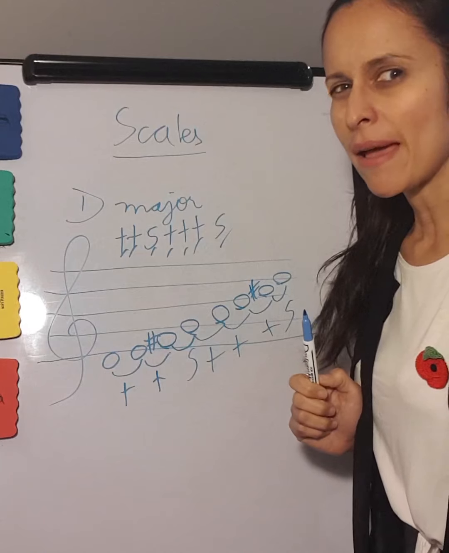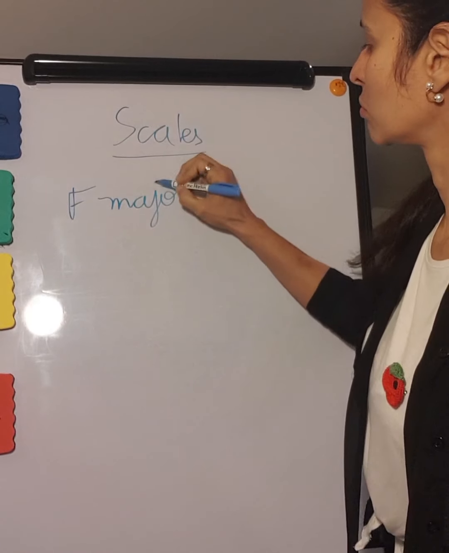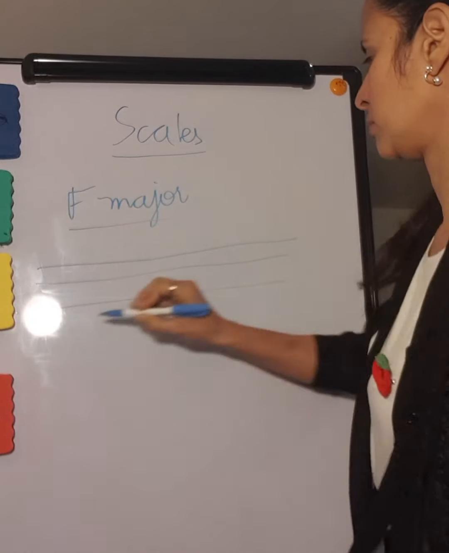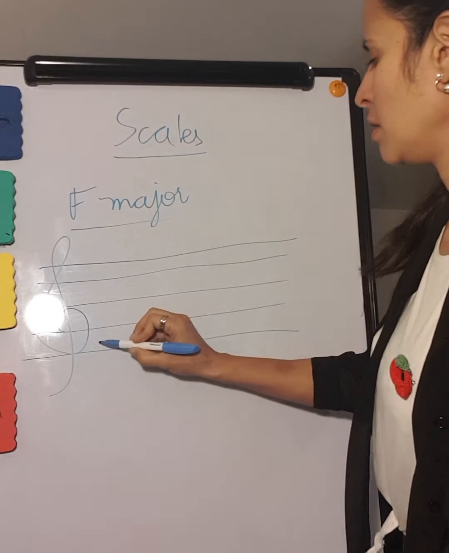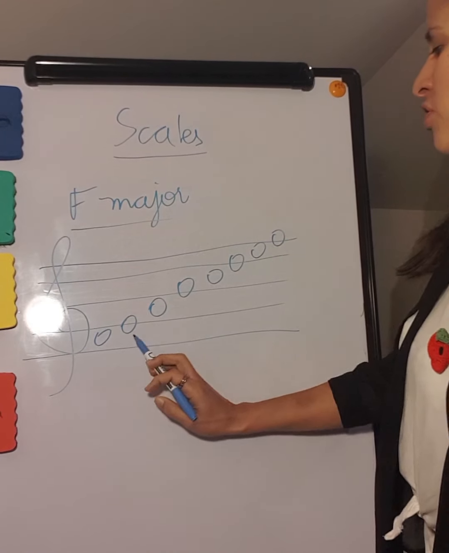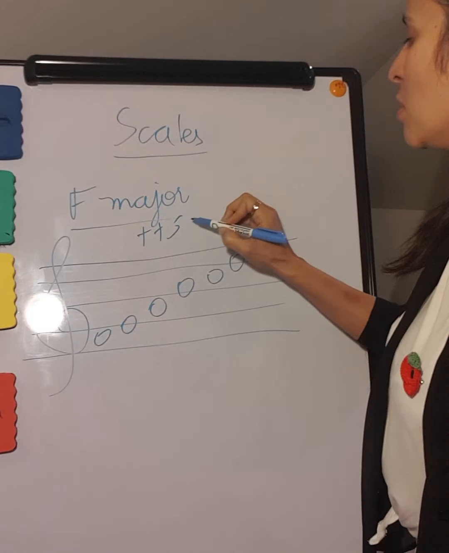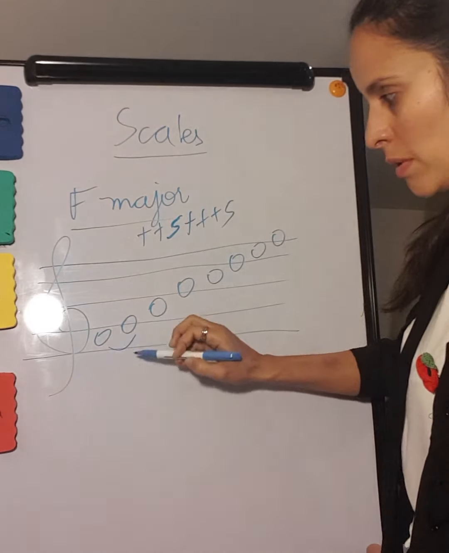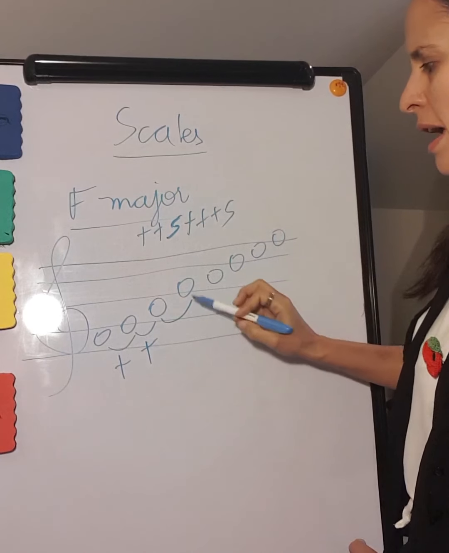Let's see, what about F major? F major scale. Treble clef. Let's write the whole scale first. F, G, A, B, C, D, E, F. We have to follow the same pattern. Tone, tone, tone, semitone. F to G, we have a tone. G to A, tone. A to B, we have a tone.